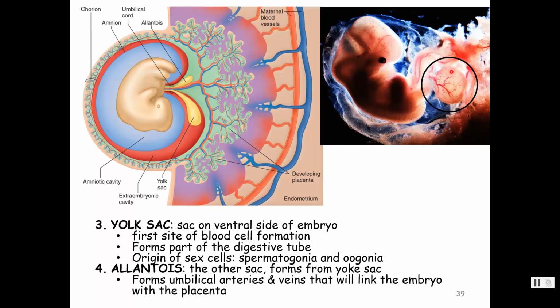And so this is kind of showing you that's the yolk sac. And then here's the placenta, the developing placenta over here. And then you see the umbilical cord right there.